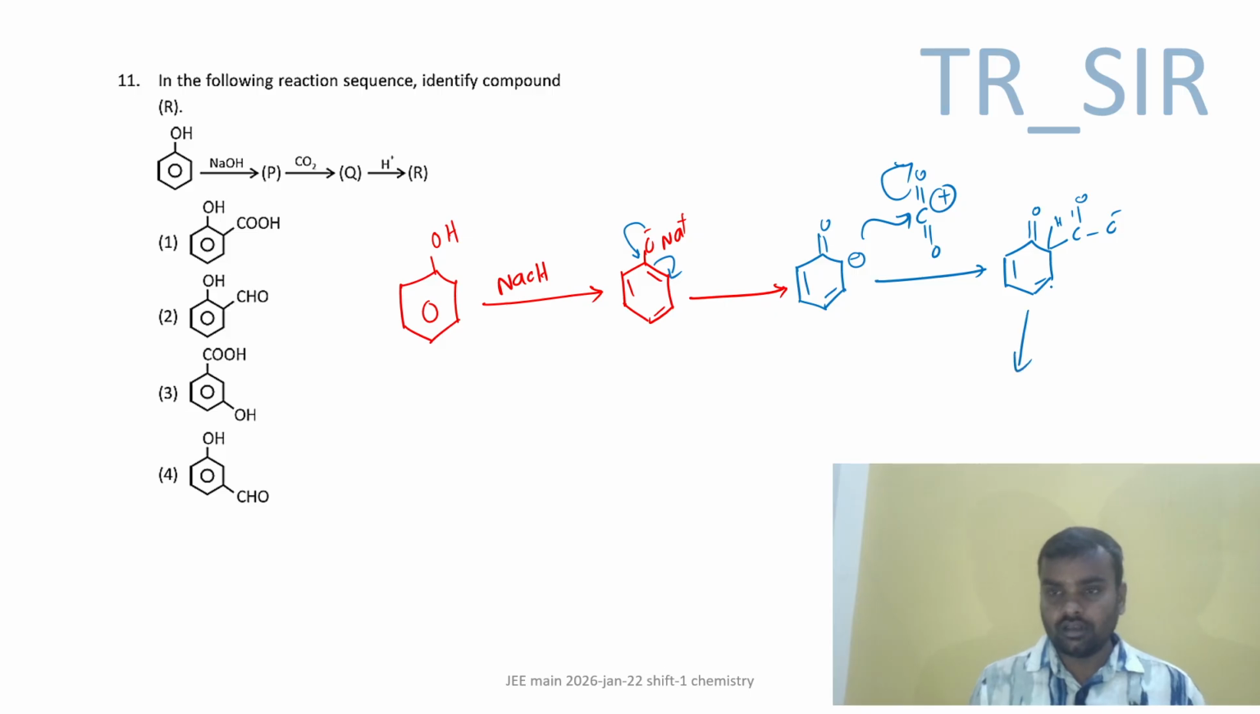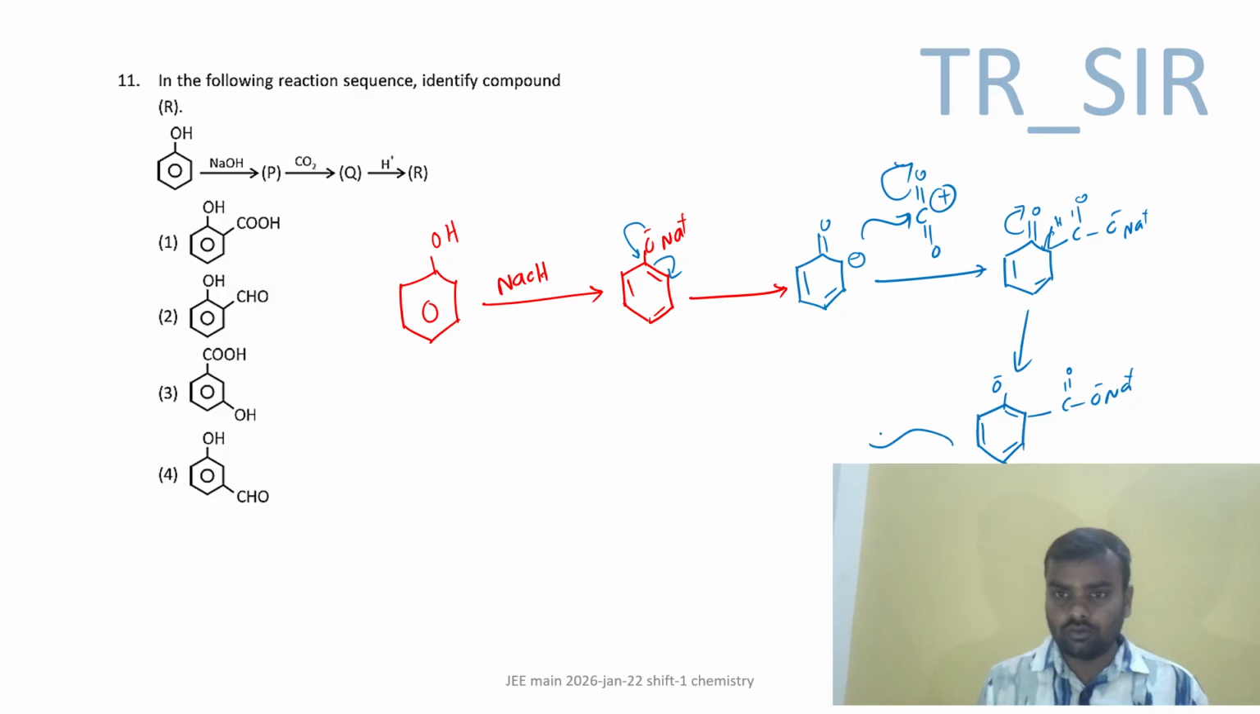Next, remove the hydrogen, right? Now shift this bond here. So you will get it like this. Na positive will come here. So we'll get O negative, here double bond, here double bond, here double bond, C double bond O, O negative, Na positive. Now if you do acidification, this hydrogen will shift to here.